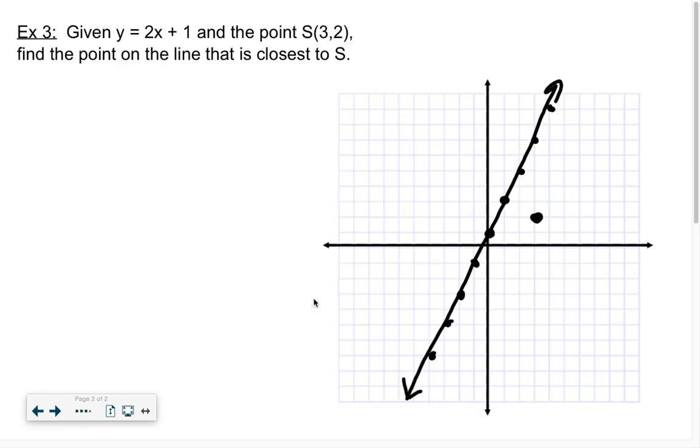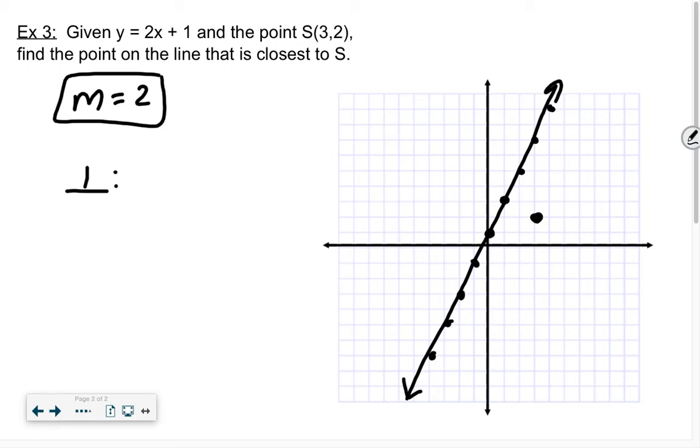So using that idea, I need to come up with a line that is perpendicular to the given line. If we go back to the given line, our slope was 2. To come up with a line that's going to be perpendicular to it, we need to go back to our rules of perpendicular slopes and use the opposite reciprocal. So that right there just established what type of a slope we're going to have with this newly created segment.